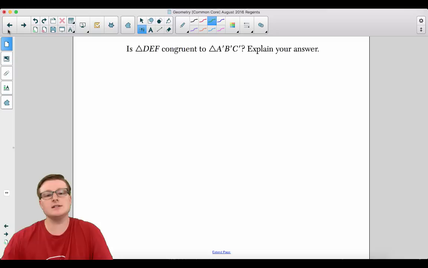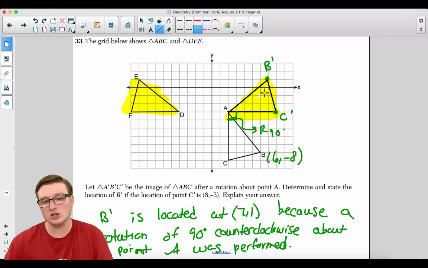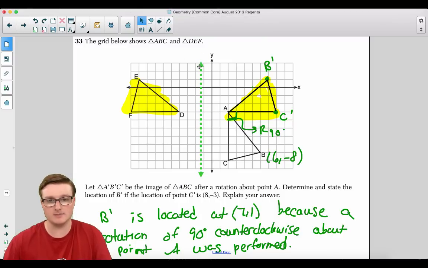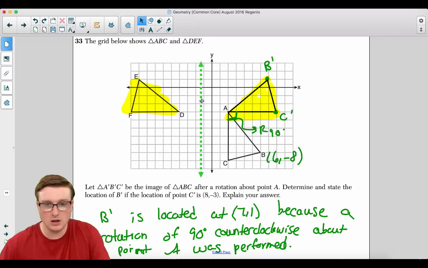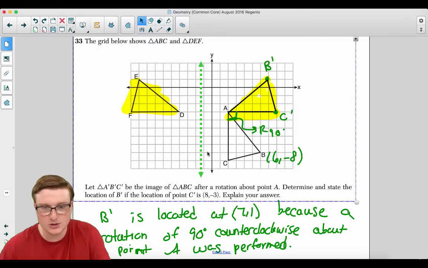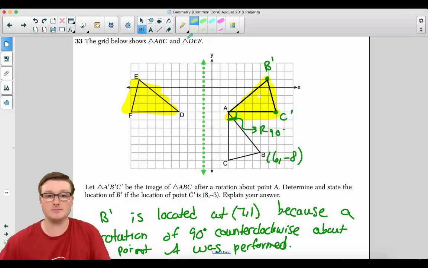It says, is triangle DEF congruent to triangle A prime, B prime, C prime? Explain your answer. So is this triangle over here congruent to this triangle shown over here? And the answer is yes, because if you actually look closely, there is a reflection over the line x is equal to -1. This is so hard to move. I apologize. X is equal to -1.